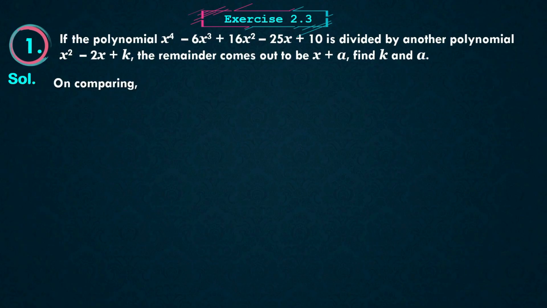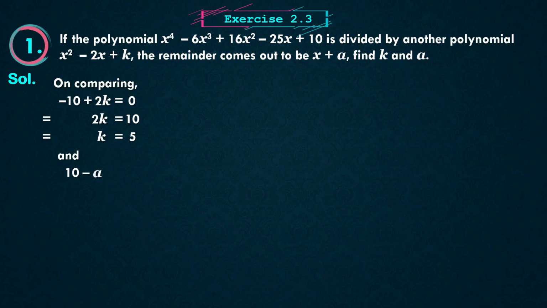Now let us find the values of k and a. By comparing the coefficients obtained from the division, we get the equation -10 + 2k = 0. Now solve this equation. Adding 10 to both sides, we get 2k = 10. Dividing both sides by 2, we get k = 5.